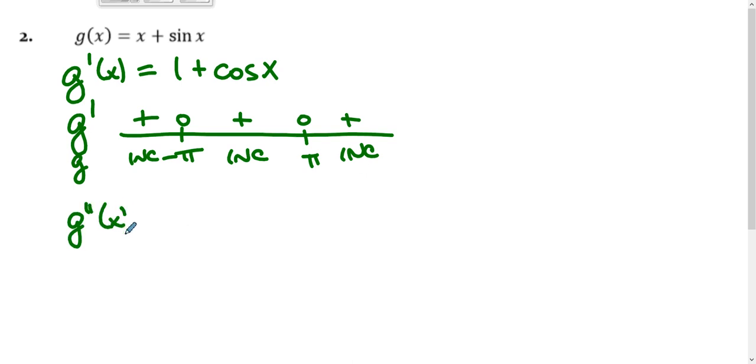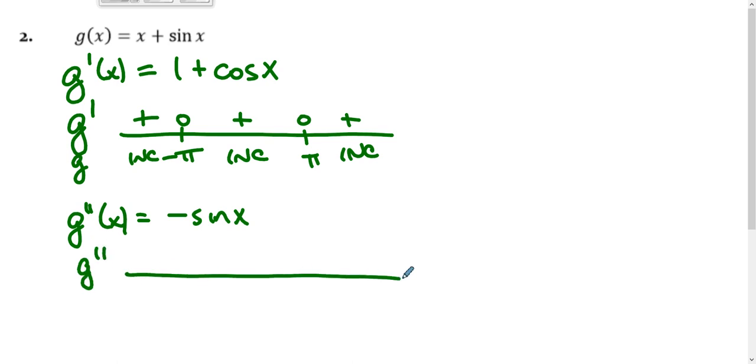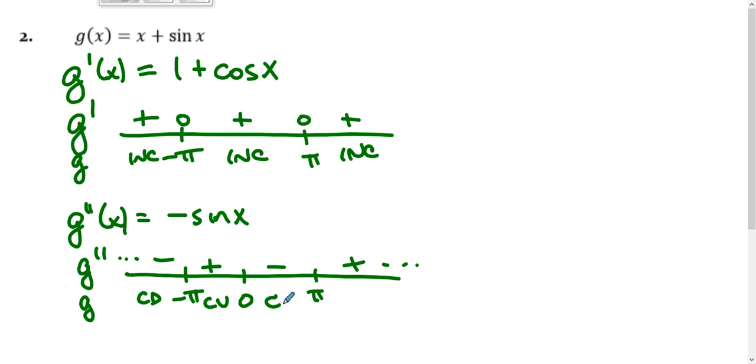g double prime turns out to be negative sine x, and so g double prime has its own way to do things. There's negative pi, there's pi. We'll throw 0 in there for good measure. Between negative pi and 0, that's a positive. Between 0 and pi, that's a negative. Positive, and that goes on, negative, and that goes on, changing every pi. So g is concave down, concave up, concave down, concave up, and so on.